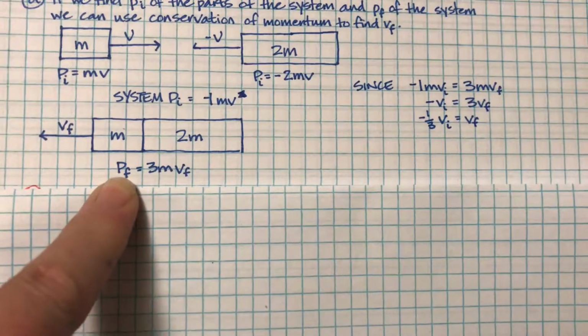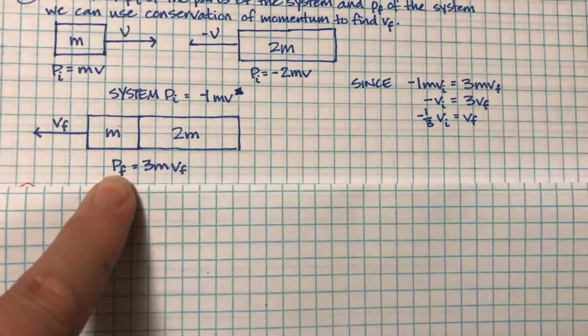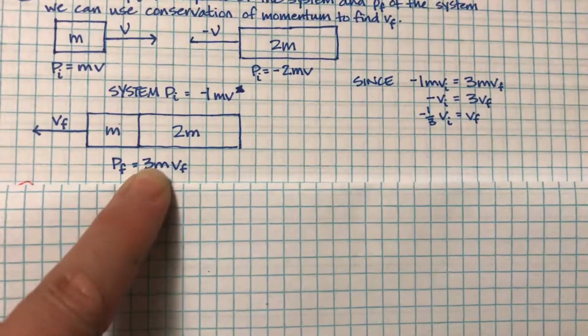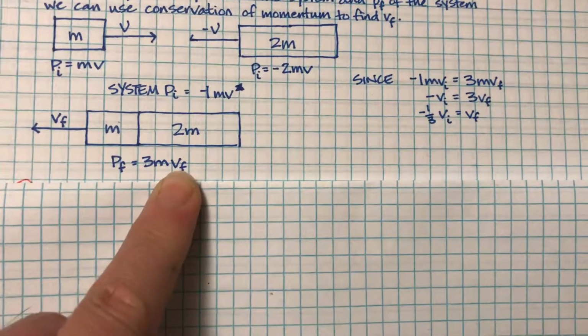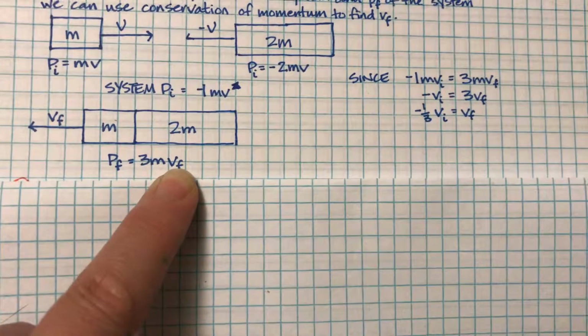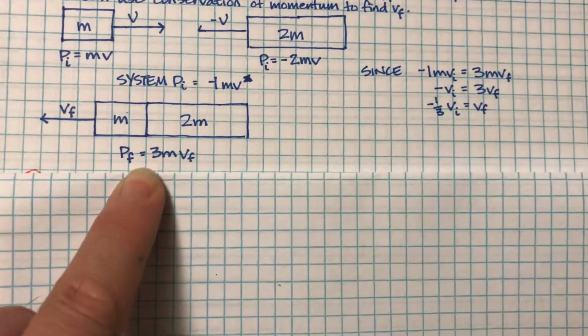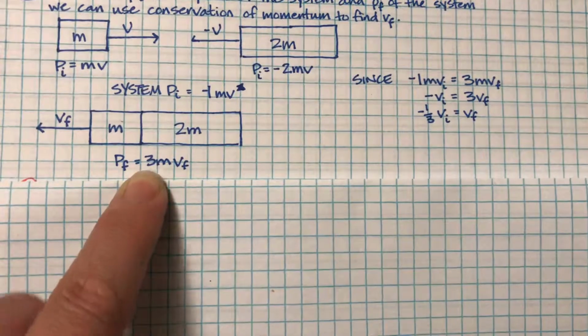So P equals m times v, right? So the final momentum is 3m times v final, because we have m and 2m. Okay, so that's an important thing for us to know.